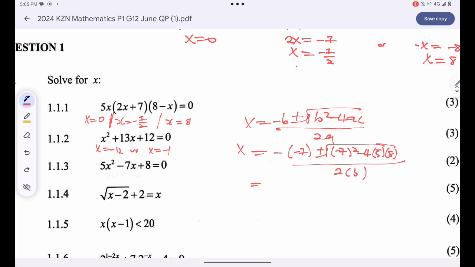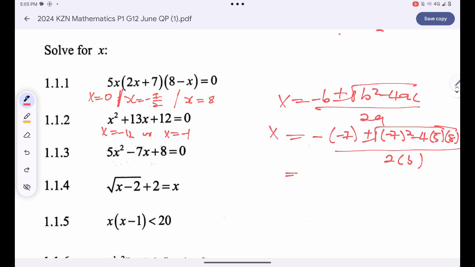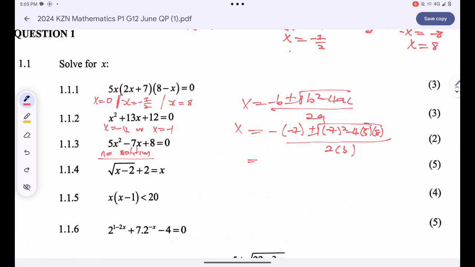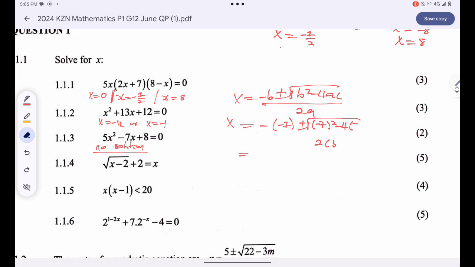Whenever, guys, you punch it into your calculator, you will see that it will say math error, which simply means that this equation does not have real roots. So you'll simply say there's no solution. There's no solution over there. Now, okay, let's go to 1.1.4.